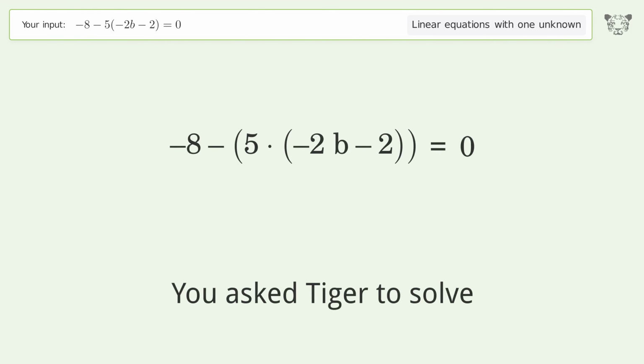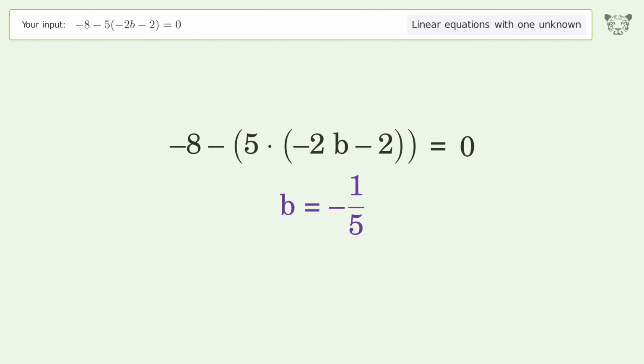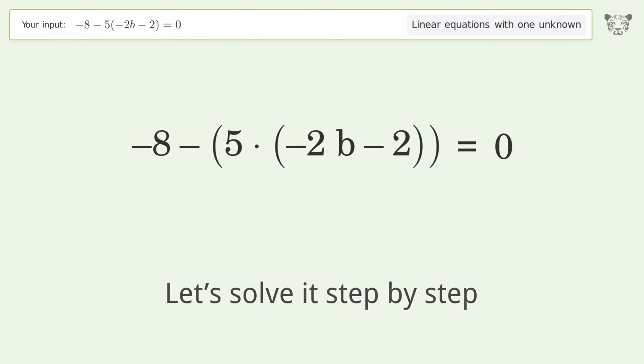You ask Tiger to solve this. This deals with linear equations with one unknown. The final result is b equals -1/5. Let's solve it step by step.